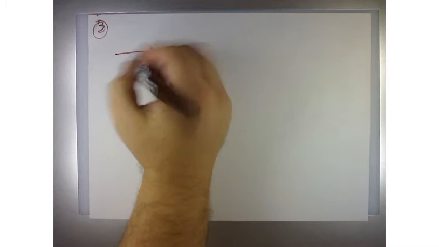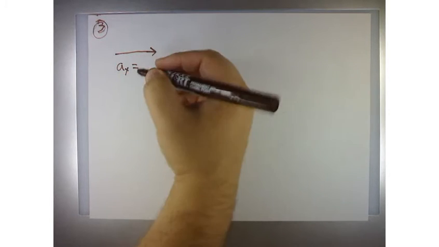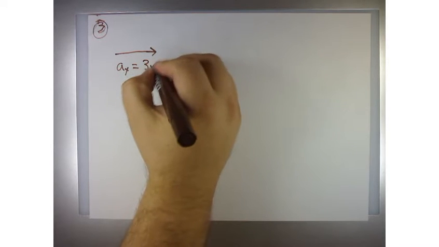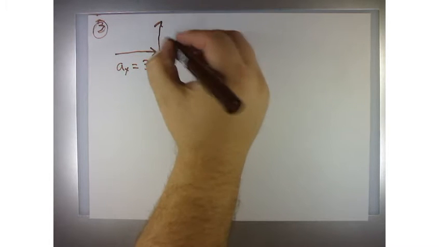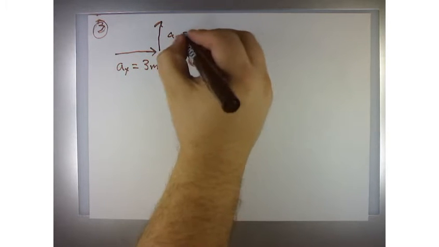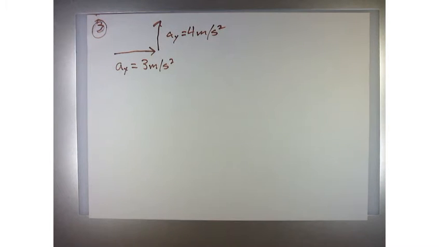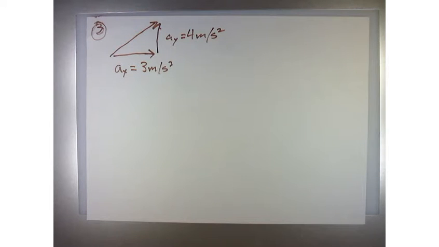Number 3, that our acceleration in the x direction is equal to 3 meters per second squared, and that our y acceleration is 4 meters per second squared. And they ask us a bunch of questions like, basically, what is the resultant vector of the two?